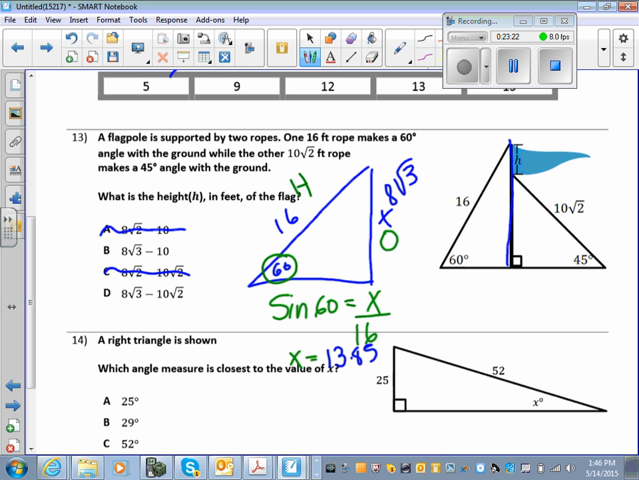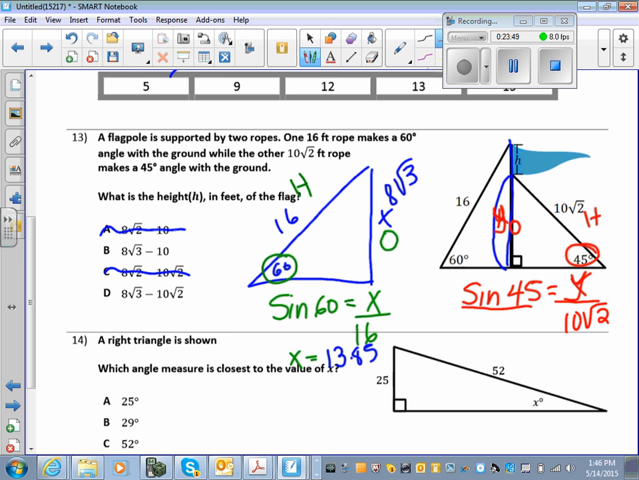Then I need to find the length from here to here. So then I can use my 45 degree. This is the opposite side, which is x, and this is the hypotenuse. And again, I can use sine of 45 equals opposite over hypotenuse. Let's label it as y so that you guys don't get confused. So y over 10 square root of 2.